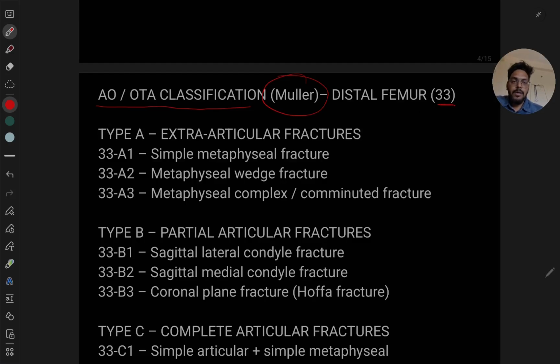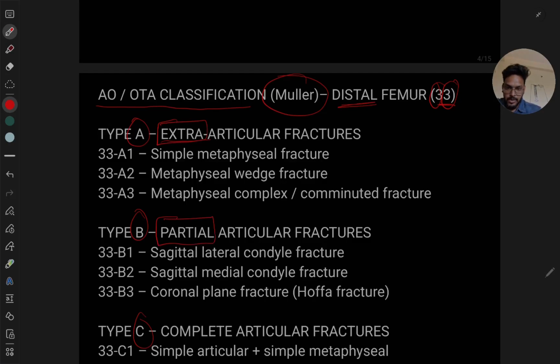3, as you can remember, is the alphanumerical AO classification. 3 is for femur and another 3 is for the distal part of the femur. Okay, so in 33 there are 3 types: type A, B and C. 33A, 33B and 33C. 33A, first, is the extra-articular fractures.